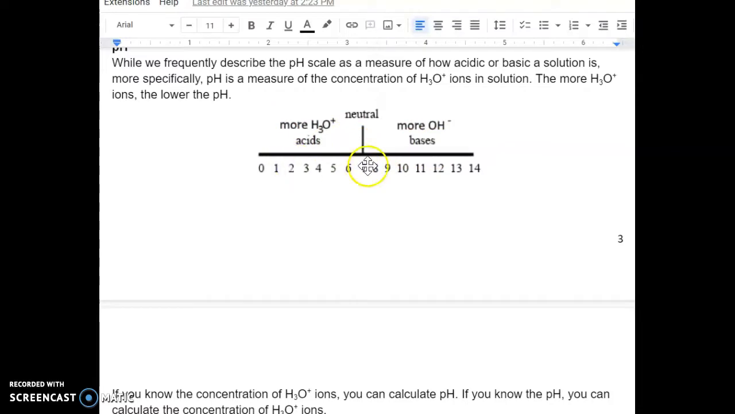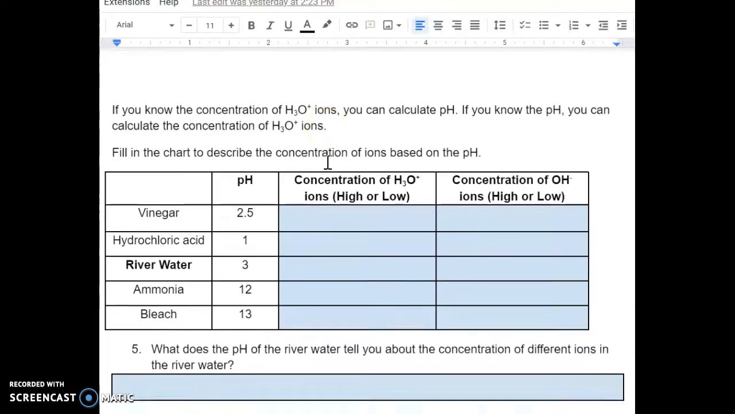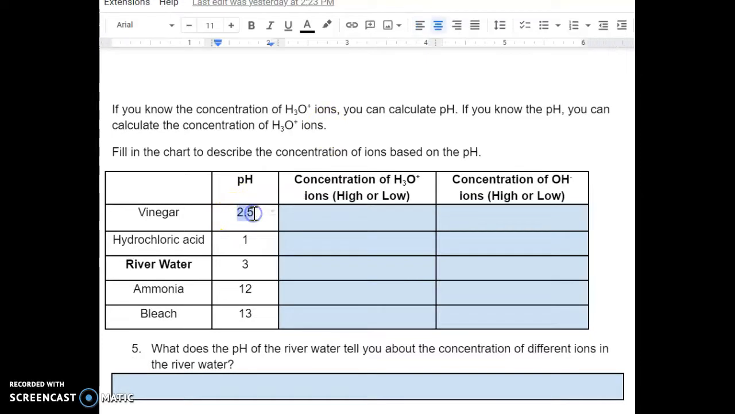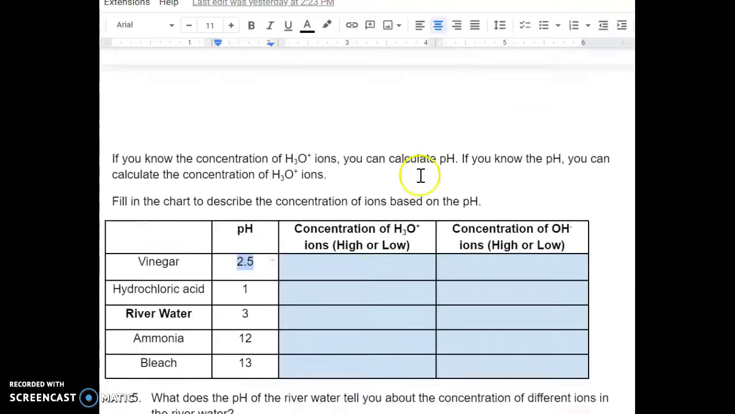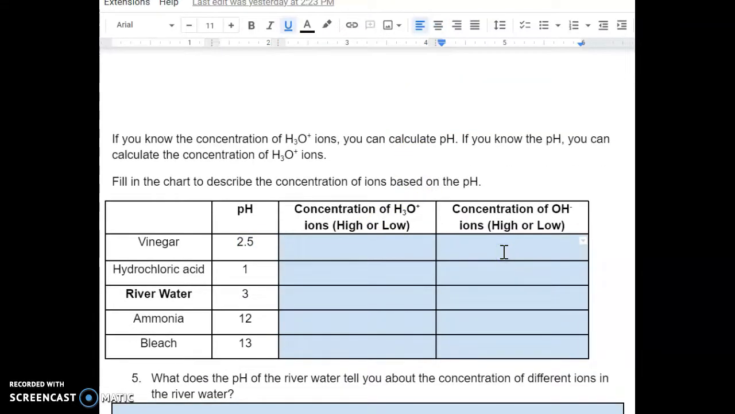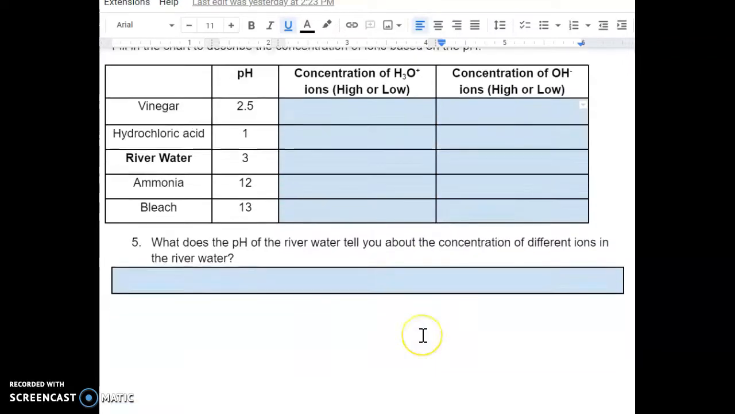If it has a number below 7, more acidic, it's going to have a higher amount of H3O+ and a lower amount of OH-. But if it's a number that's greater than 7, it's going to have a higher amount of OH- and a lower amount of H3O+. So you're going to look at these and look at the numbers. If you have like 2.5, if you scroll up to 2.5 here, it has a higher number of H3O+, which would mean it would have a lower amount of OH-. So you put high and then low in the boxes, and you'll continue that for the other boxes.